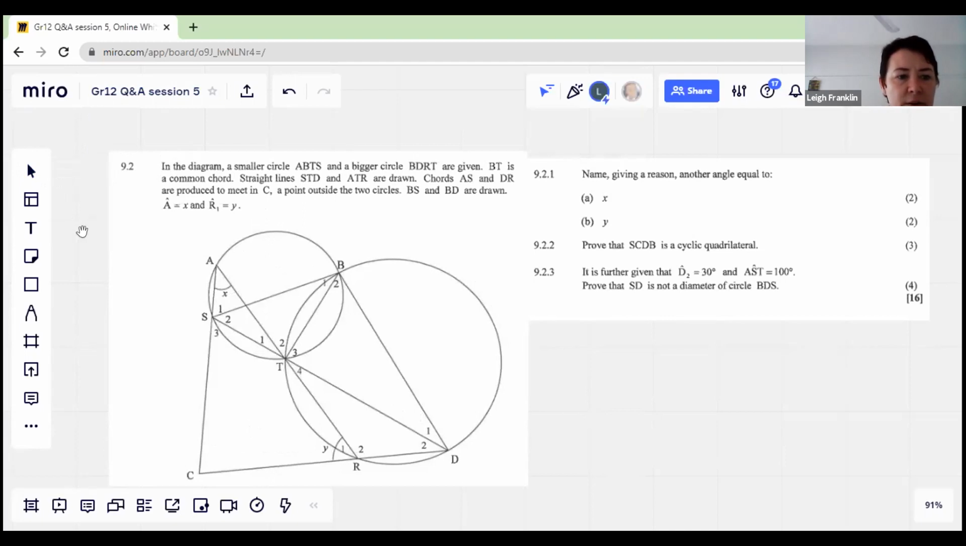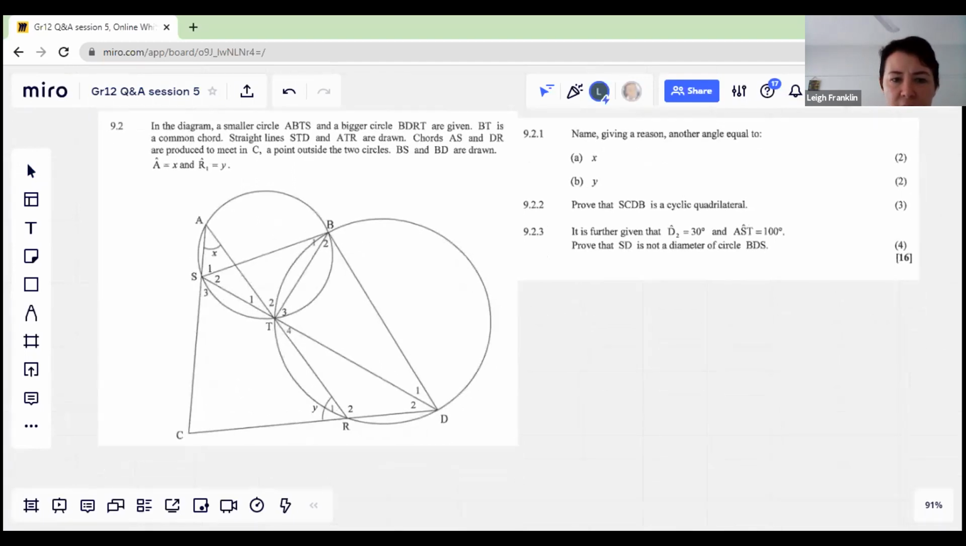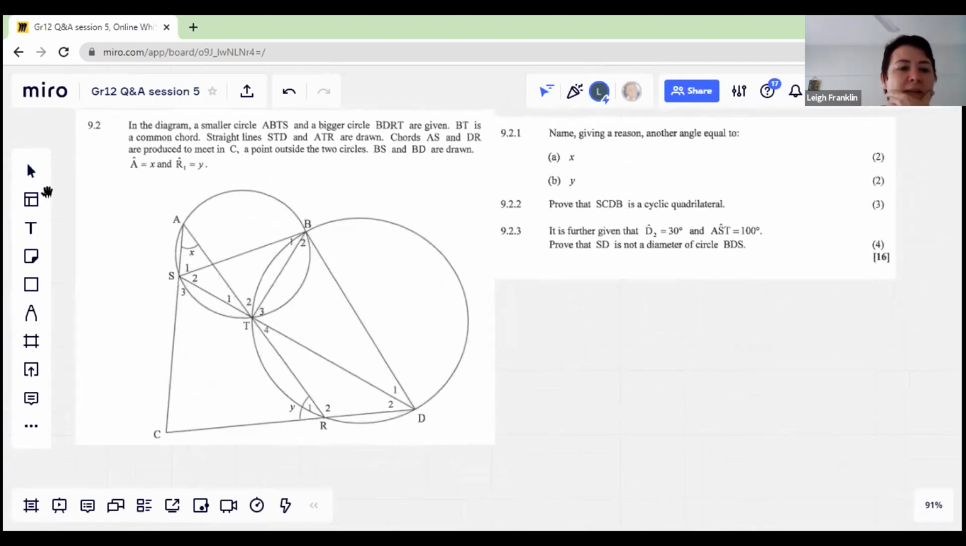And then they've also told us that angle A is equal to X and angle R1 is equal to Y, and they've labeled both of those for us. Okay, so a pretty typical question starting off. They've said to us that they want us to name, giving reasons, another angle equal to X and another angle equal to Y.